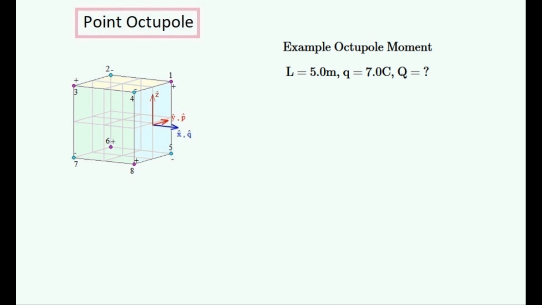So to get a feeling for what an octupole moment is, we'll calculate one that's not a point, and that has a side length of L and charges Q as shown. And so this is what the octupole moment is for these particular values, in this particular problem. Having a larger cube increases this moment greatly.